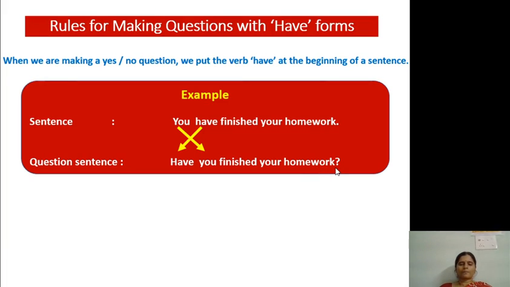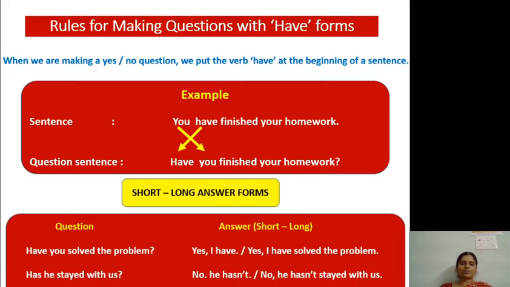And when such questions are put, how to reply? Have you solved the problem? Here, the have form is used to make the question. And now the response to this question would be: yes, I have, because we have used have. So the response is also the same. Yes, I have. Or you can say, yes, I have solved the problem. See the next example. Has he stayed with us?